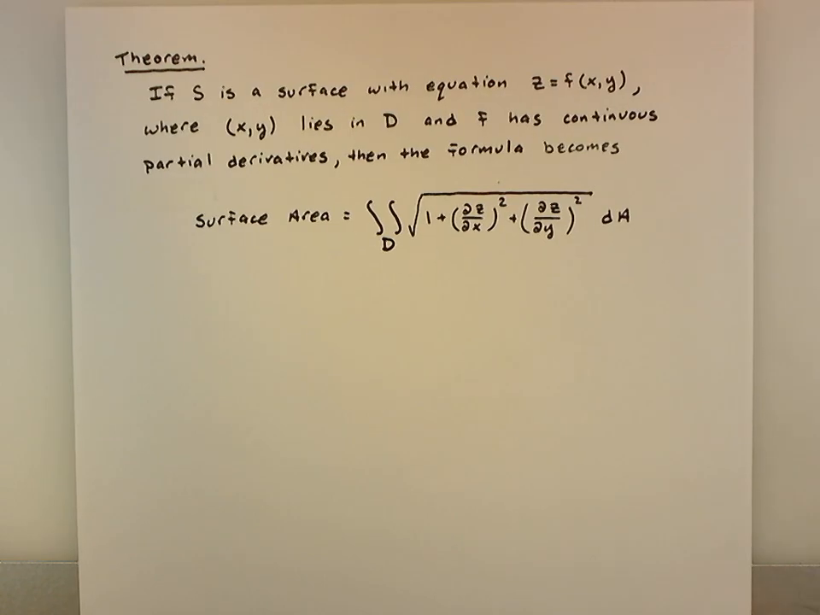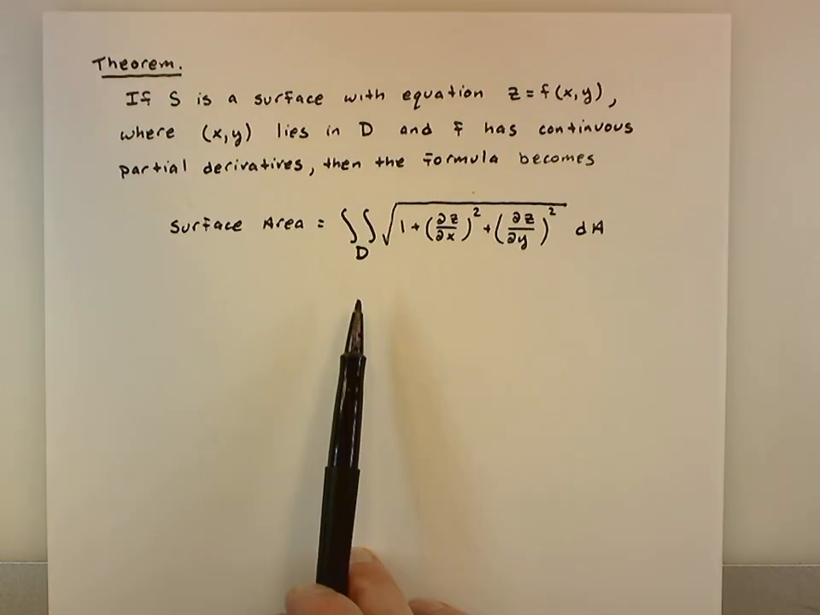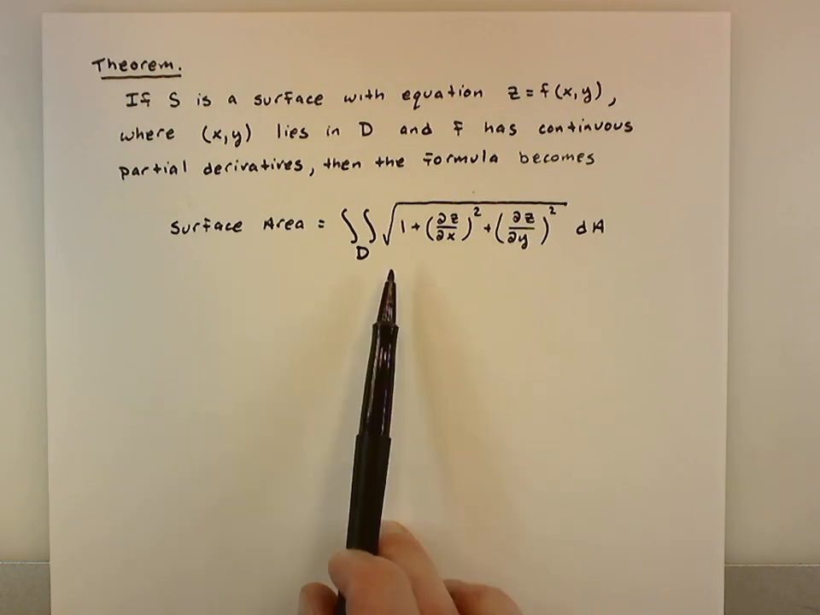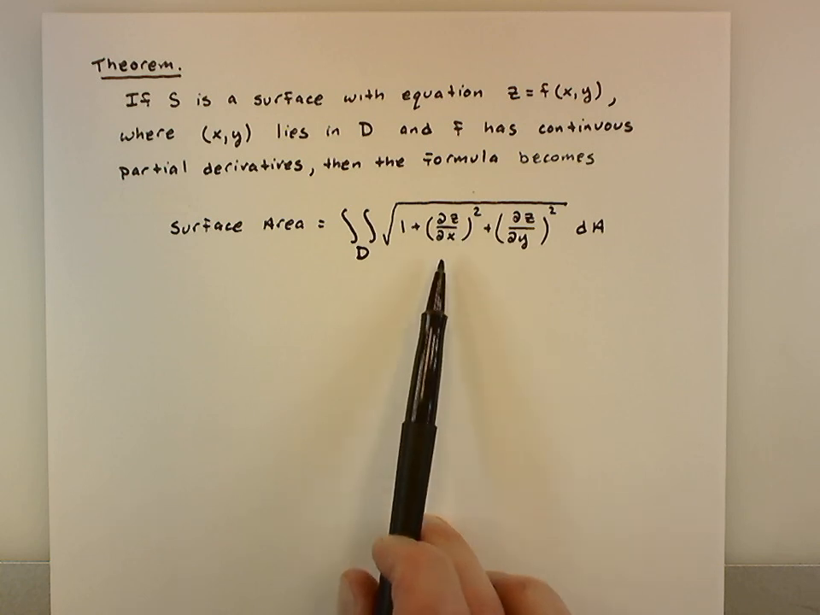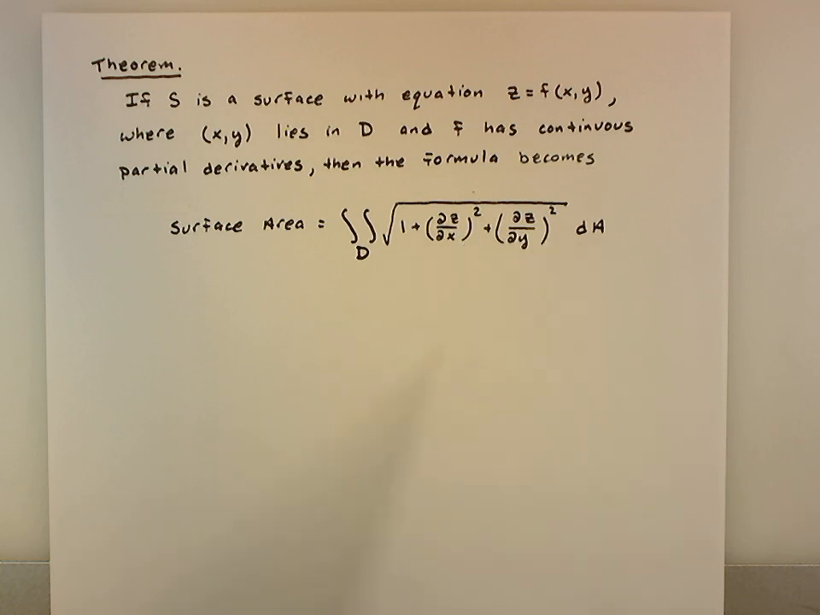So then this takes us into the last theorem. If S is a surface with equation z equals f of x y, where x y lies in D and f has continuous partial derivatives, then the formula for the surface area that we just did turns into the double integral over the region D of the square root of 1 plus the partial of z with respect to x squared plus the partial of z with respect to y squared multiplied by dA.